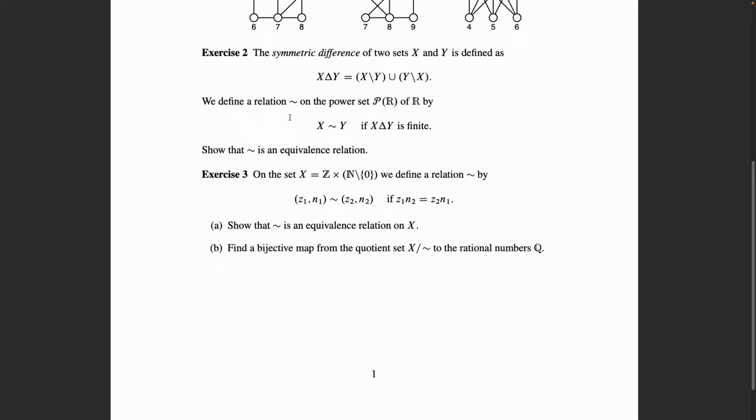And then we define a relation on the power set of the real numbers by saying two subsets of the real numbers are equivalent if their symmetric difference is finite. So, in other words, if the part where these sets do not coincide is only finite. And you have to prove that this is an equivalence relation.